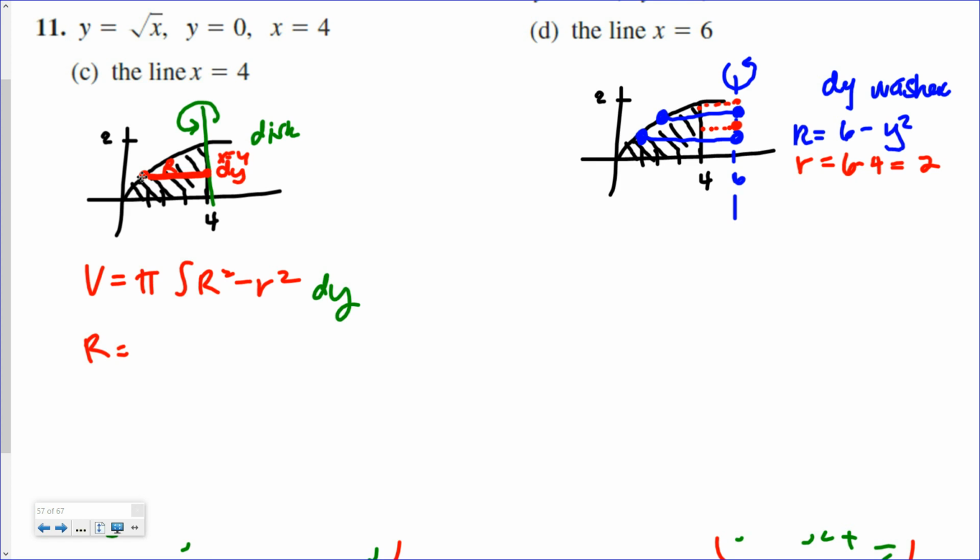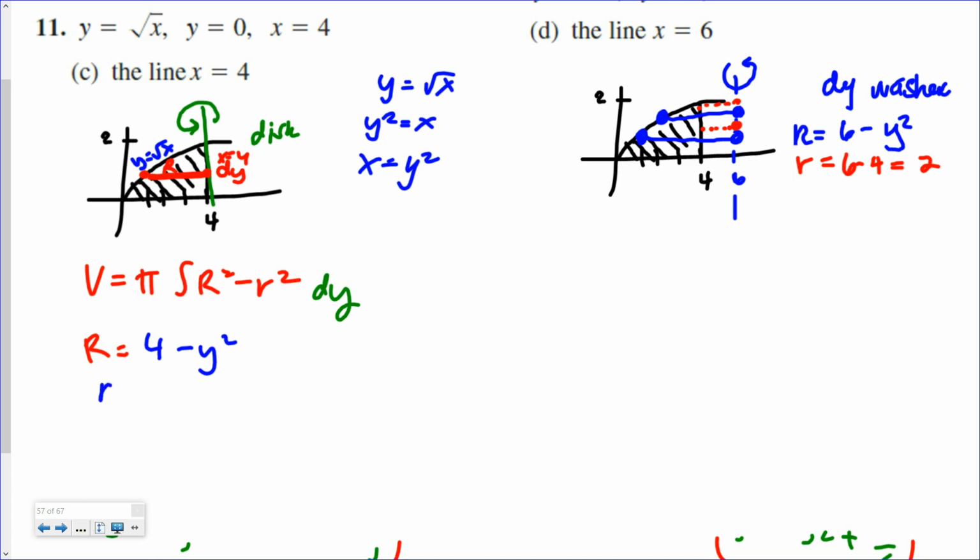All right. So this big R is going to be x minus x. The x on this side, remember this is y equals square root of x. So I need to solve for x here. Well, if I have y equals square root of x, to solve for x, you just square both sides, right? So therefore, x is y squared. So what I have is 4 minus y squared. That's the length of my big R.